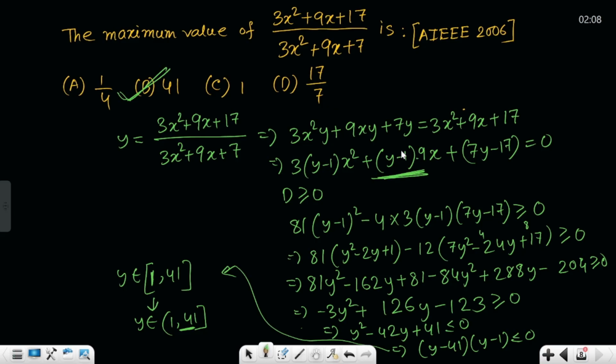So you can see that the calculation is large, but if you do it with a cool mind, you can easily get the answer.